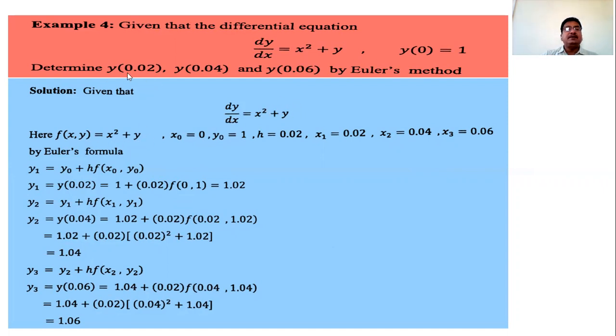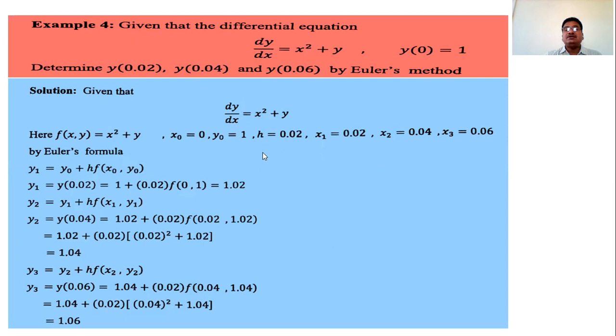Now we have to find the value at 0.02, 0.04, and 0.06. The value at 0 is given, and we have to find the value at 0.02, which means the interval is of length 0.02. That is, h is 0.02. Again, consider the value at 0.02 is given, and then we have to find the value at 0.04, and then consider the value at 0.04 is given, and then find the value at 0.06. That is, h is 0.02, because from 0 to 0.02, the distance is 0.02.